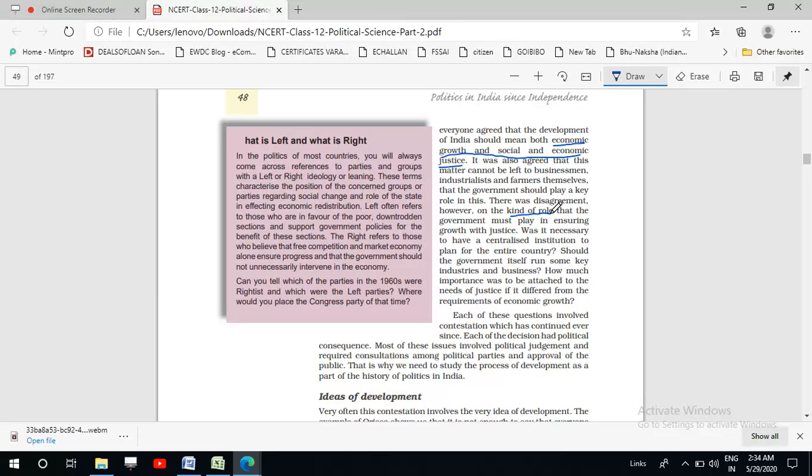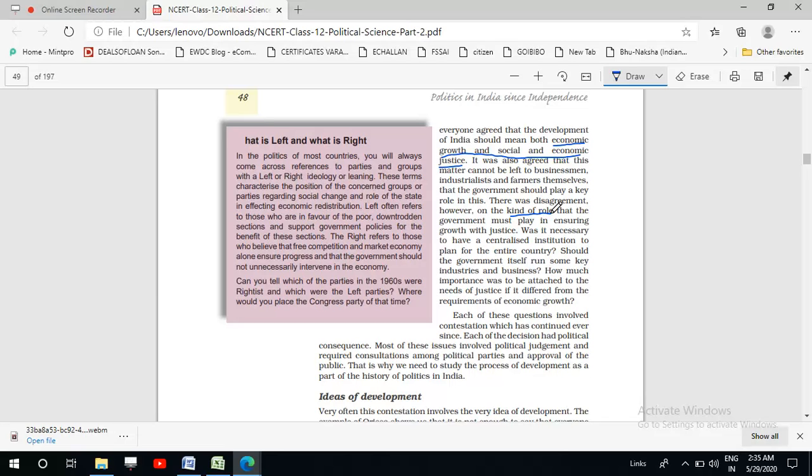Do we need a centralized institution that will plan for the whole country, or should the government itself run some key industries? And how much importance was to be attached to the need of justice if it differed from the requirements of the economic growth? Suppose such a situation arises when a particular decision can bring economic growth, but because of that decision, social justice can be harmed. So it was not clear how much importance should be given to the needs of justice.